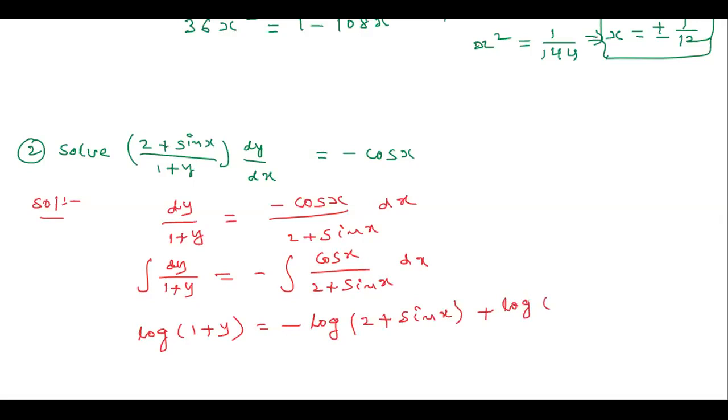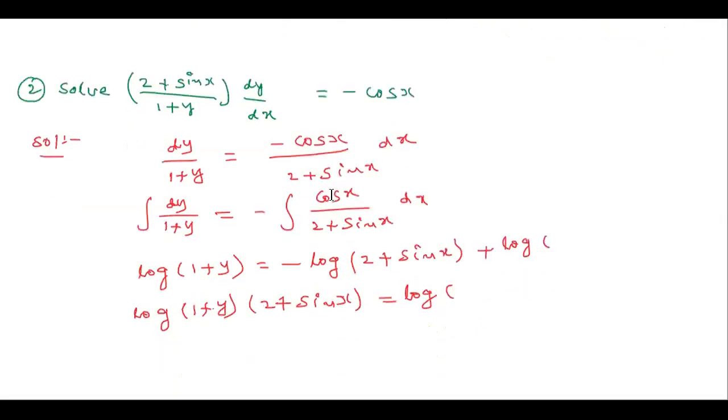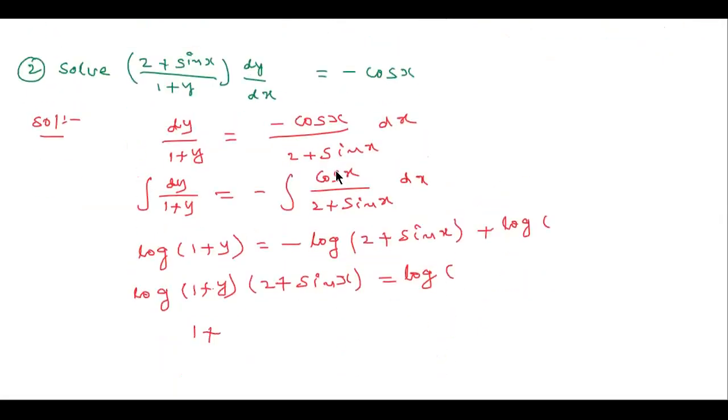Now minus log 2 plus sine x on the left hand side, using the formula log a plus log b equals log ab, we get log of 1 plus y into 2 plus sine x is equal to log c. Now eliminate the logarithm. What is the answer? 1 plus y into 2 plus sine x is equal to c. Here we don't have any options. These are student memory based questions. I only know that question, that's why. By observing the options, calculate yourself.